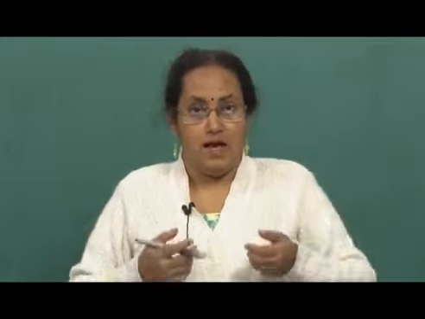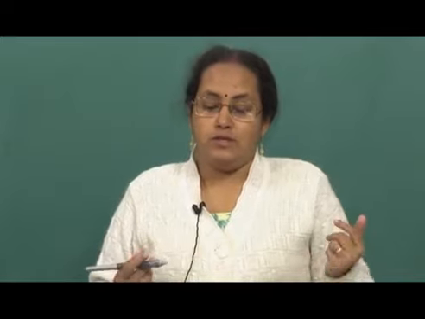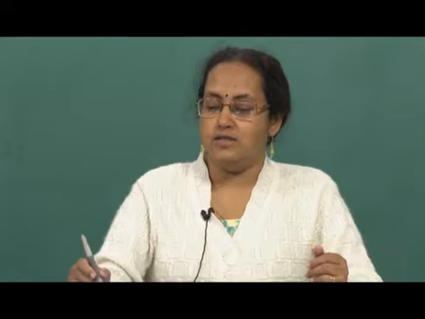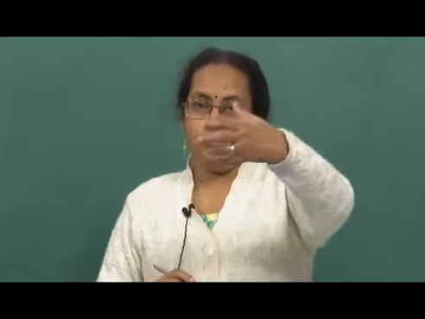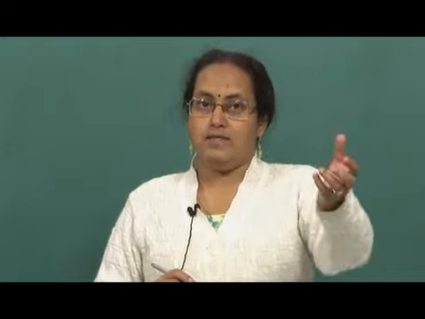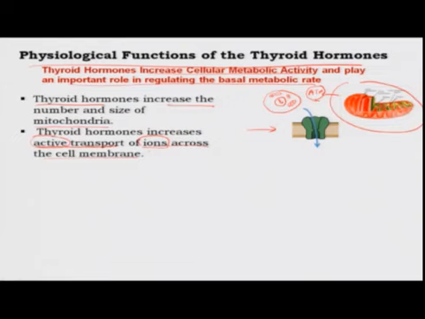But if the cell needs to get more of the substance inside, it uses a trick which is the use of active transport. So, it uses the energy currency ATP, which I just mentioned before, and then it is able to bring in a molecule against its concentration gradient into the cell. That is what is called active transport. Many ions also undergo active transport. So, thyroid hormone actually helps in activating the active transport of these ions across the membrane.